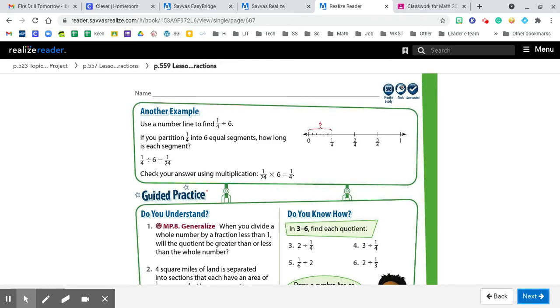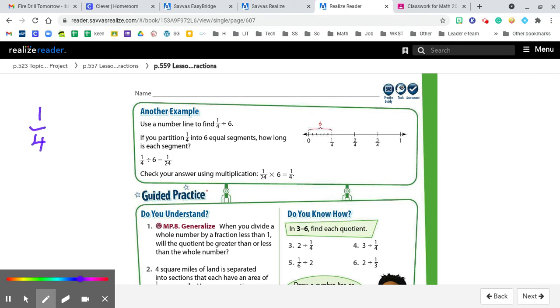And on the next page, another example at the top is using the number line. And again, remember, when we use the number line, the denominator will tell us the interval. So if we're going to use a number line to find 1/4 divided by 6, you're going to take your first value, which is 1/4 right there, and you're going to divide it into 6 little tiny pieces. So how much is each little piece? You can see that on the number line.